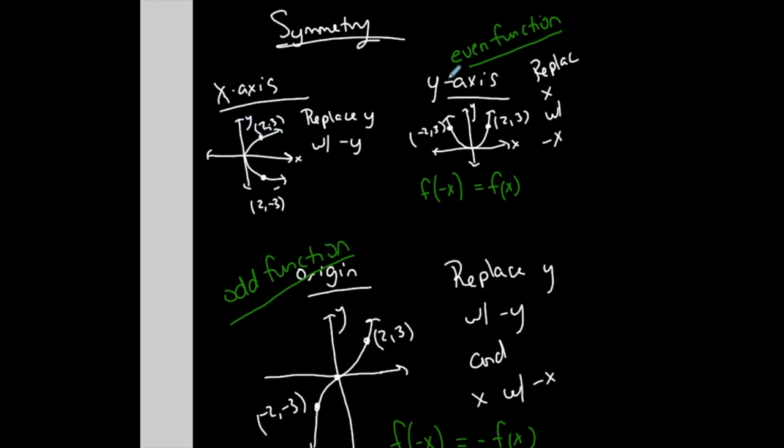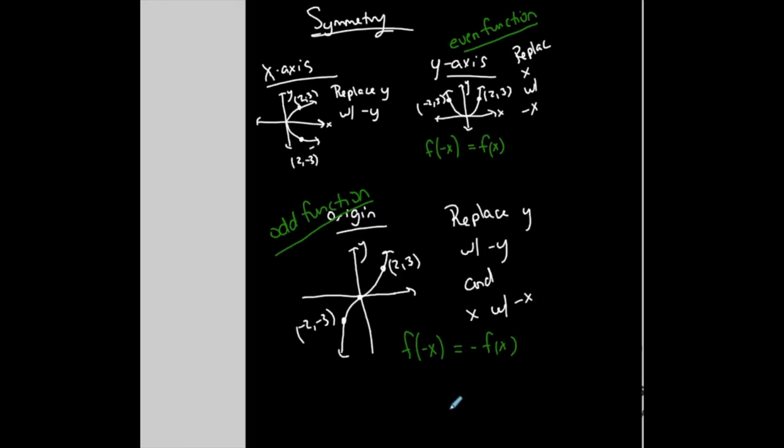To determine if I'm symmetric to the y-axis is the same thing as to determine if I'm an even function. I replace my x with negative x. If I get the same thing that I had to begin with, then it is symmetric to the y-axis, or it is known as an even function. To test for my odd function, I replace both y and x with the opposite, or in function notation, replace x with negative x. If I get the opposite of the original function, then I am symmetric to the origin, also known as an odd function.